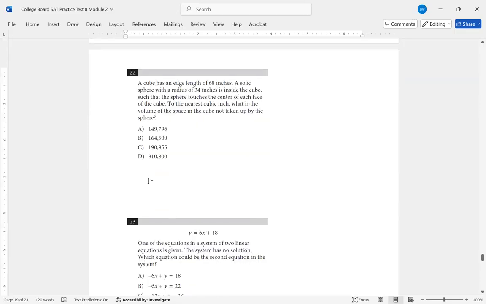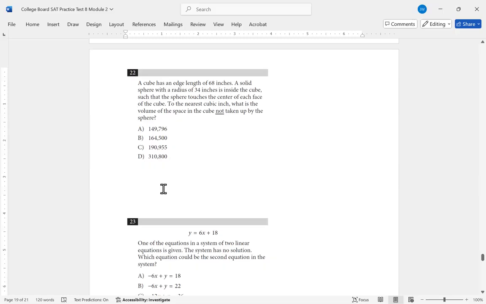Question 22. A cube has edge length of 68 inches. A solid sphere with radius of 34 inches is inside the cube, such that the sphere touches the center of each face of the cube. To the nearest inch, what is the volume of the space in the cube not taken up by the sphere? So imagine we have a cubic box and we have a big ball inside. We are looking for the space that is not filled by the ball in the box.